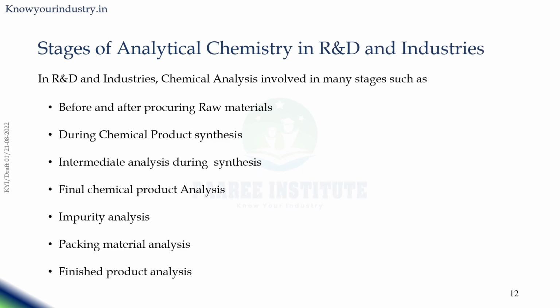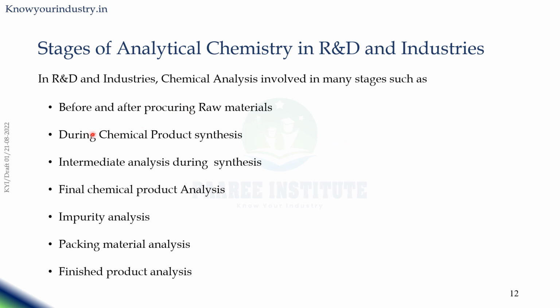What are the stages of analysis required in research and development and manufacturing industries? At which stage do we need analysis? Basically, before and after procuring raw materials, these raw materials need to be tested through analysis for appropriateness. Whether it is appropriate or not will be finalized or concluded by some analysis.